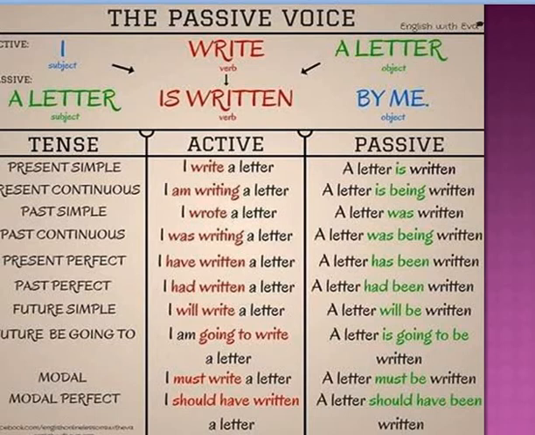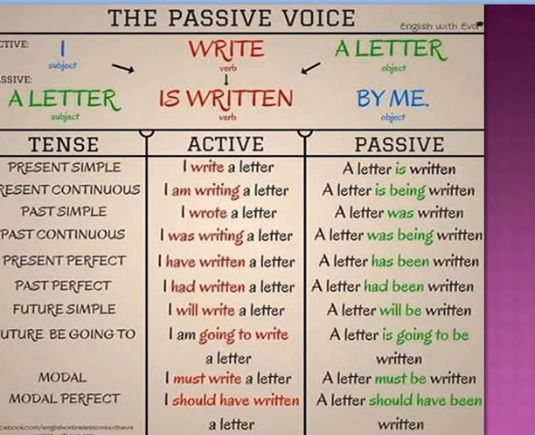I wrote a letter: A letter was written by me. I was writing a letter: A letter was being written by me. I have written a letter: A letter has been written by me. I had written a letter: A letter had been written by me. I will write a letter: A letter will be written by me.